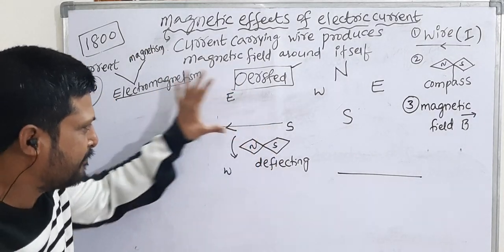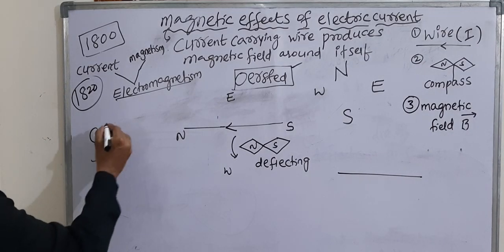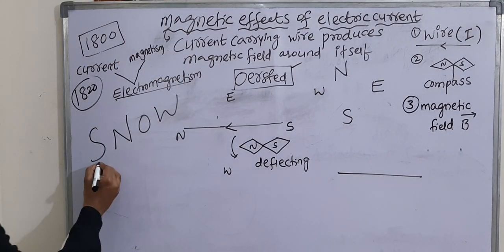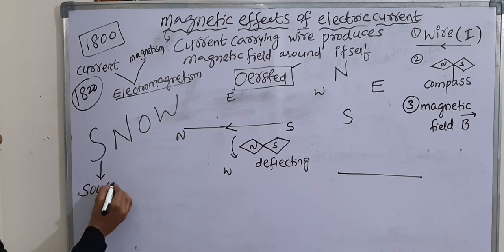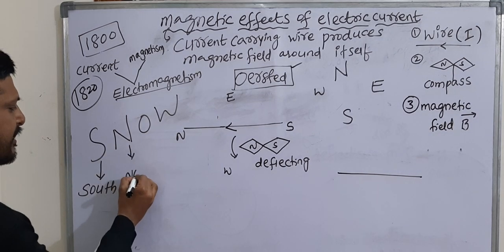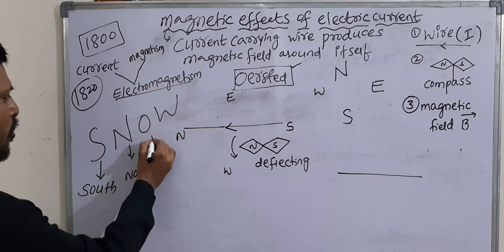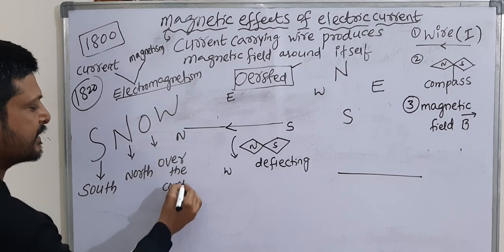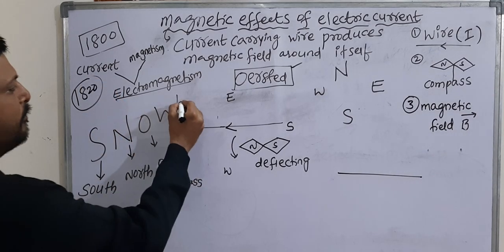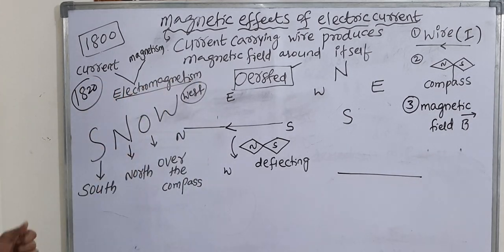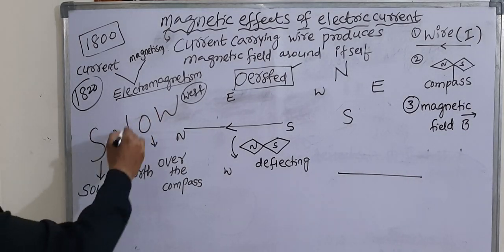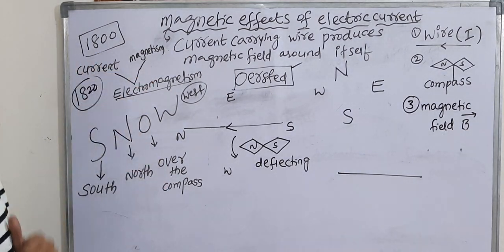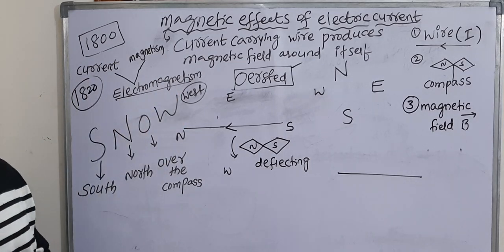So by simplifying this one, he gave a word, that is SNOW. S means south, N means north, O means over the compass, W means west. So remember, the word SNOW, S-N-O-W. S means south, N means north, O means over the compass, W means west, right?